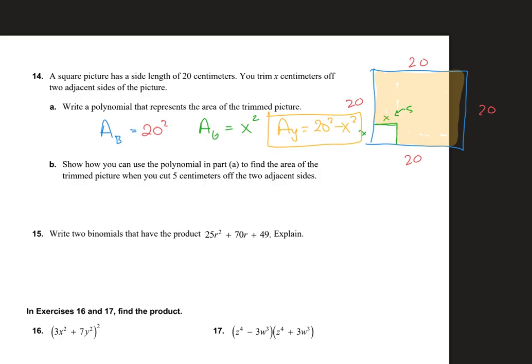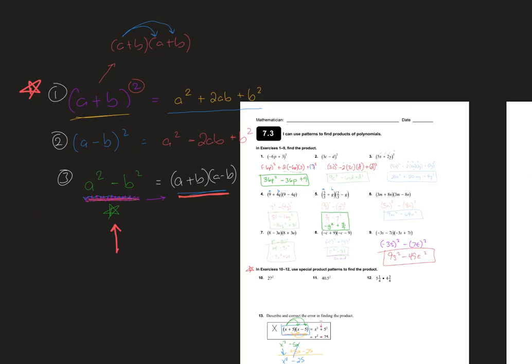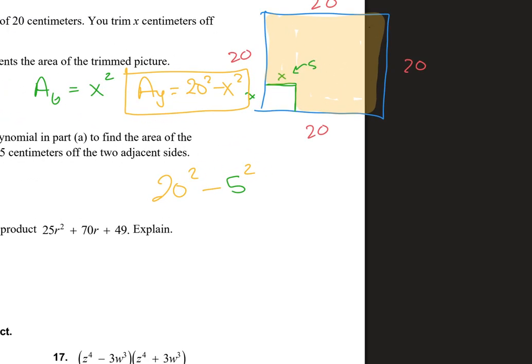So instead of us doing all sorts of random math, what we're going to do is just go, okay, it's 20 squared minus 5 squared. And this is where, again, we're going to go back to our pattern. If you have a squared minus b squared, it's really a minus b, a plus b. So this would be 15 times 25.